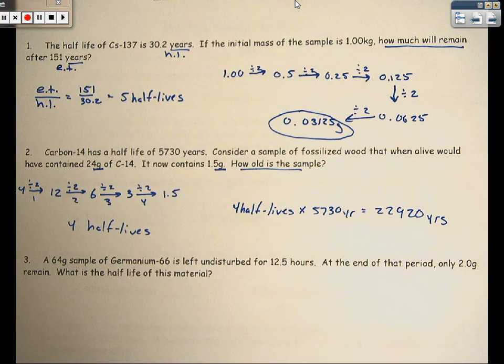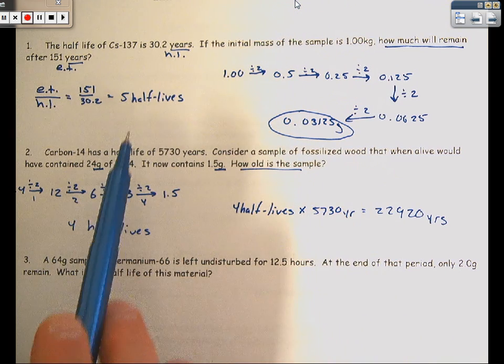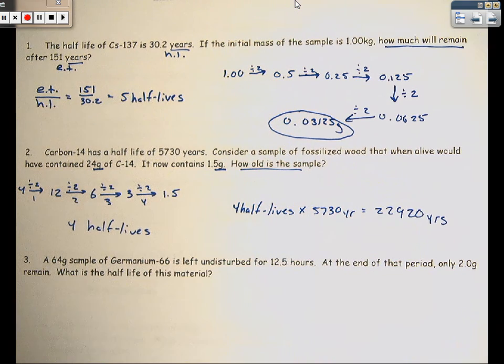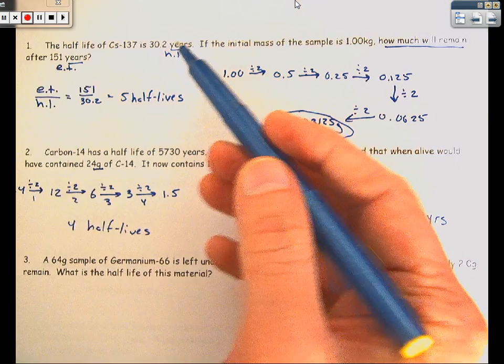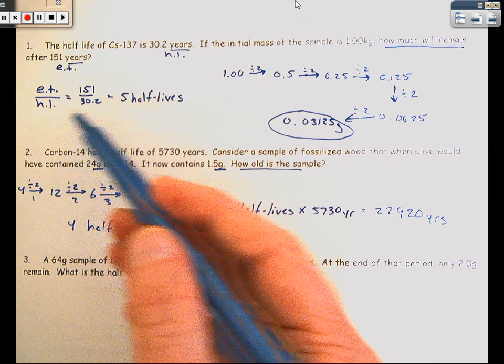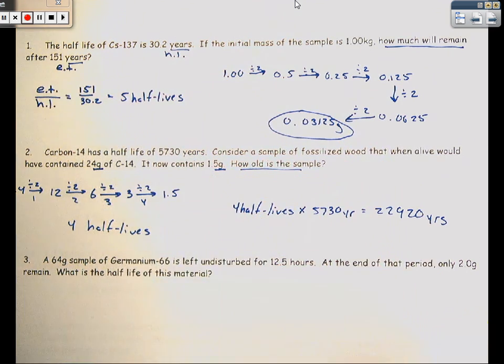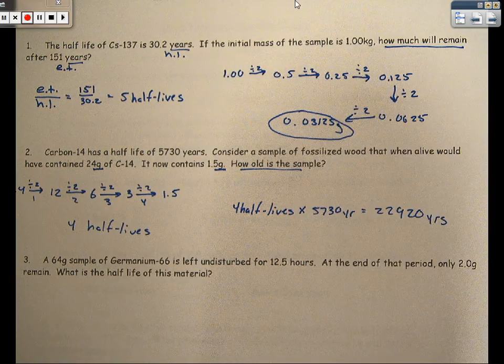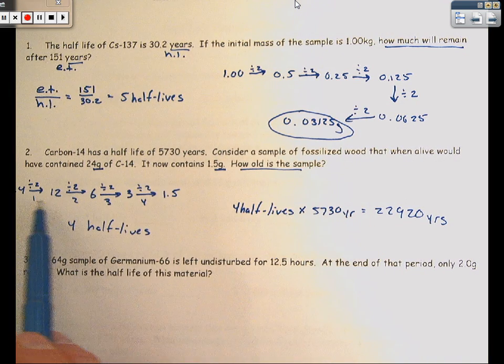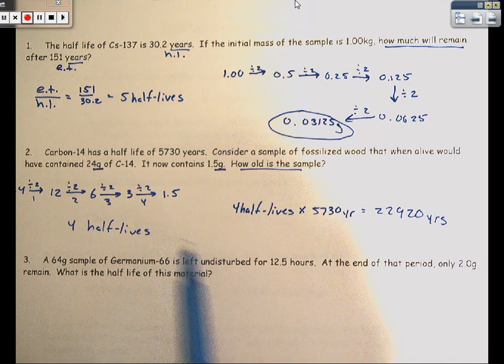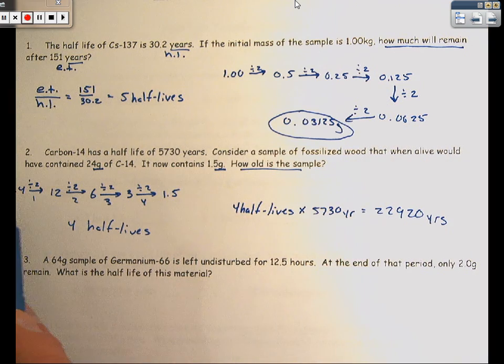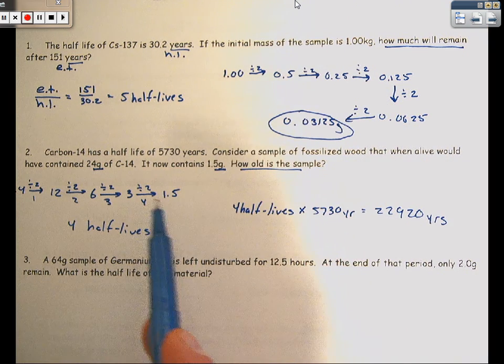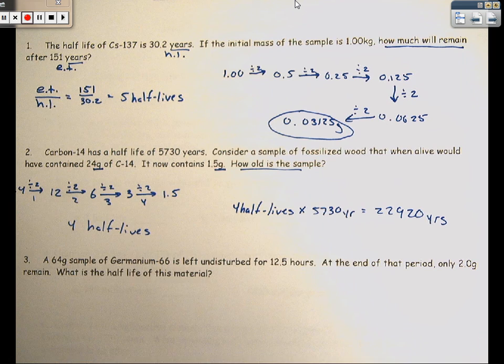Again, both times we started by figuring out the number of half-lives. That's where we need to start. If we're given a couple of times, we'll use those in this little equation to figure out the half-lives that have passed. If we're given 2 things in grams, we'll go through that process of dividing it up, seeing how many times we have to divide by 2 to get from our starting point to our ending point.